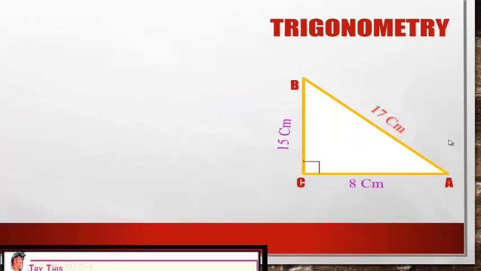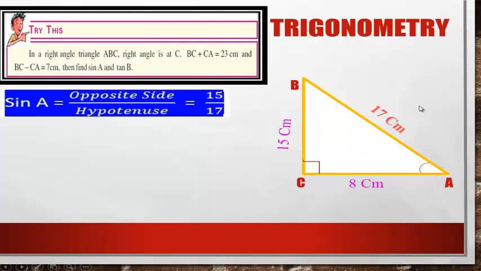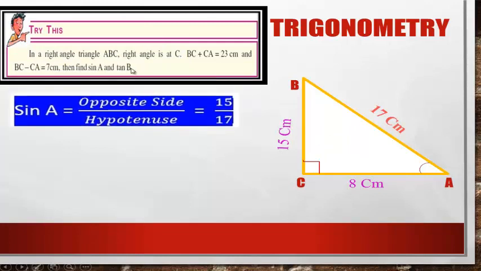Now come to the problem. Then find sin A and tan B. First, for this angle A, we have to find the sine ratio. Sine means opposite by hypotenuse. That is 15 by 17. And the second one is tan B. For the angle B, we have to find the tan ratio. Tan means opposite side by adjacent side. That is 8 by 15.